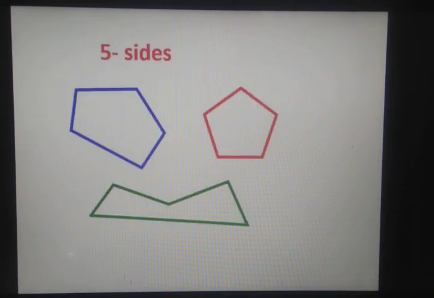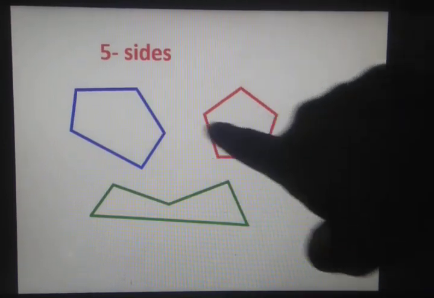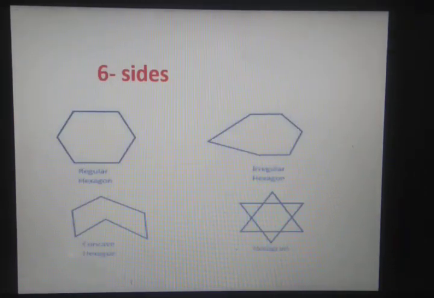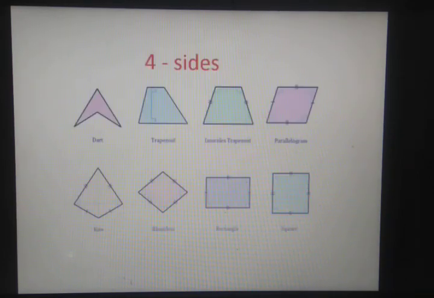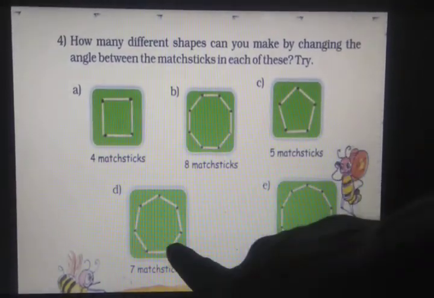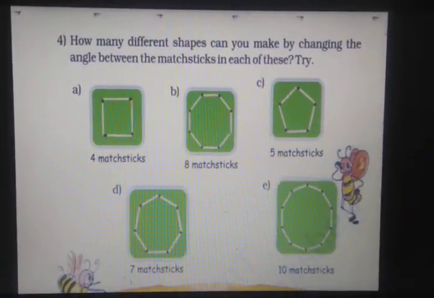Now we'll take 5 sides. You can observe here I have made 3 different shapes by using 5 sides. Next, 6 sides. We can use 6 sides and we can also make different shapes. You can see in the picture, by using 6 sides I have made 4 shapes. In the same way you can find for 8 matchsticks, 7 matchsticks and 10 matchsticks. You can make as many as you can.